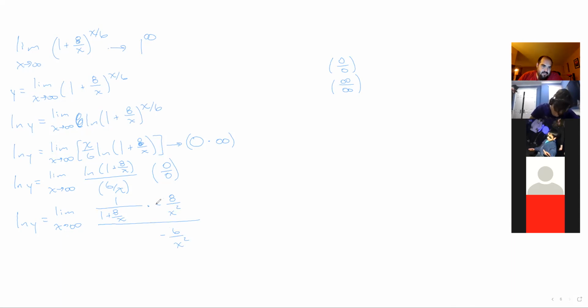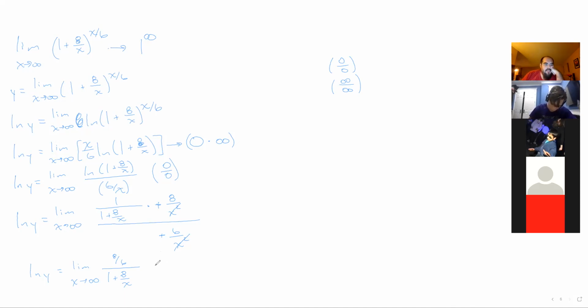Okay. So the good thing here is that I can just look at these by themselves and realize that a lot of things cancel. So now what I have is this: the natural log of y equals the limit as x approaches infinity of 8 over 1 plus 8 over x. All right. And I believe that would work. Yeah, that can be done. Oh wait, I've lost the 6. I'll just call this 8 over 6 over 1 plus 8 over x.